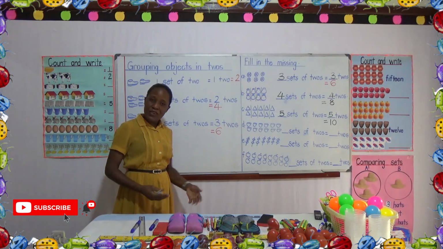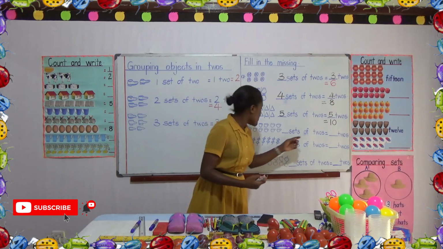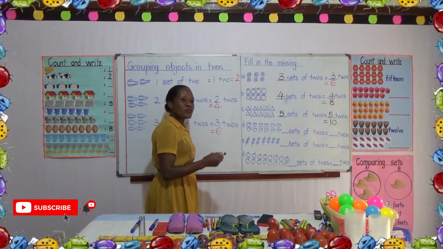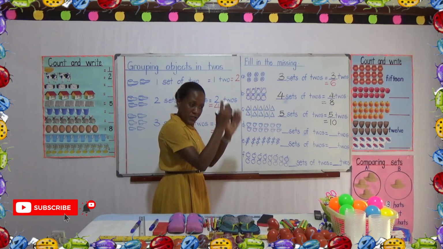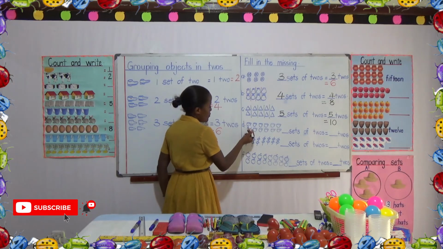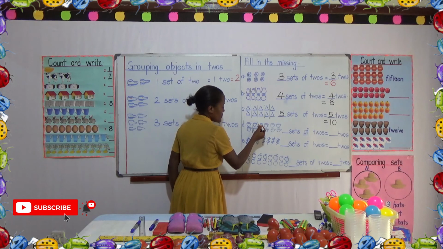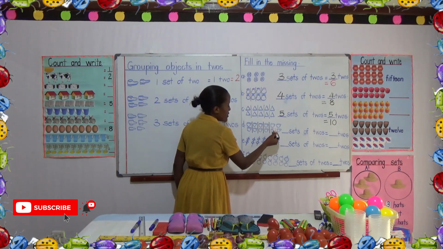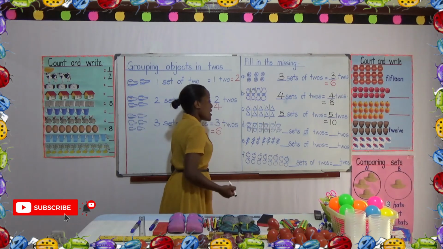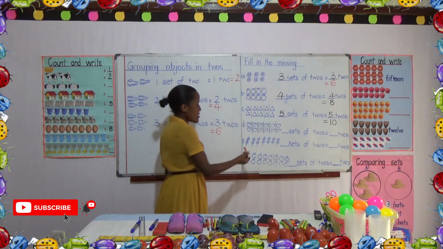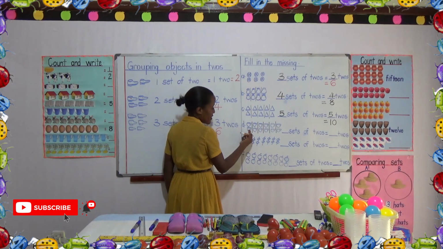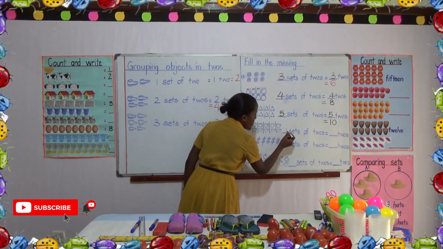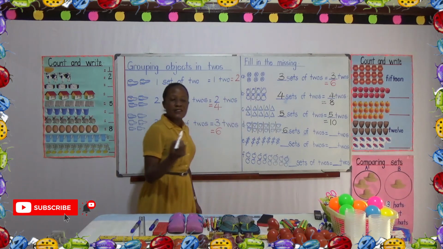How many sets of twos are they? How many twos are they? We are supposed to fill in that, and then we shall count together. Good. Let's count 2 2-cups and we make sets of twos, okay? 1, 2, 1, 2, 1, 2, 1, 2, 1, 2, and 1, 2. How many sets are they? Count with me. 1, 2, this is one set. 1, 2, 3, 4, 5, 6. They are 6. 6 sets of twos.